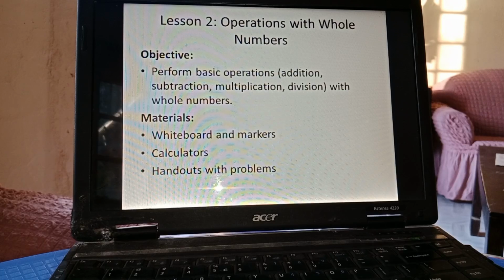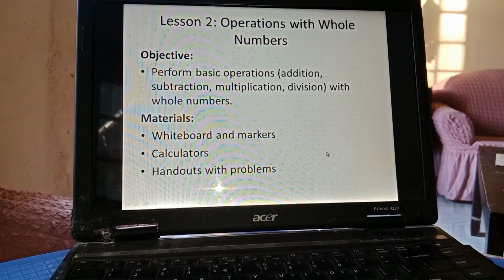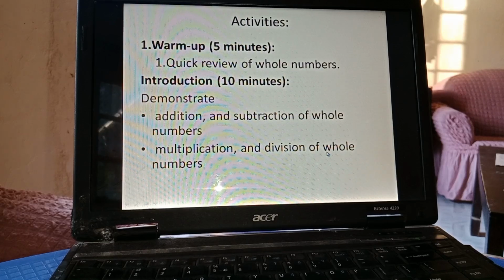So lesson 2, operations with whole numbers. Objective: perform basic operations, addition, subtraction, multiplication, division with whole numbers. Materials: whiteboard and markers, calculators for those who can afford. And then we have handouts with the problems.